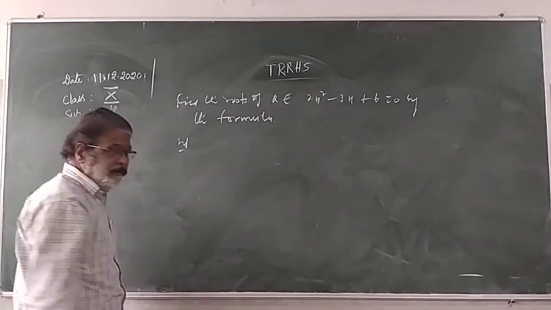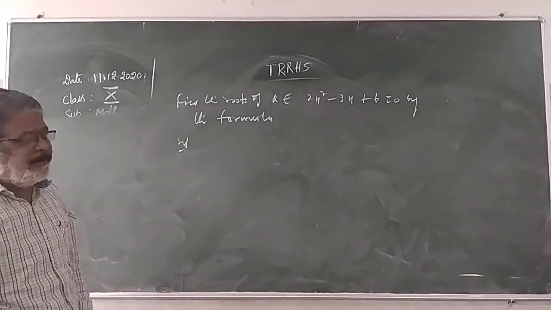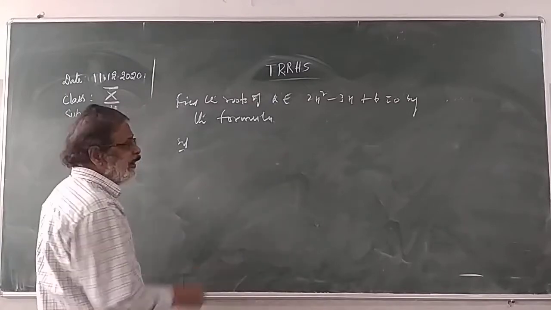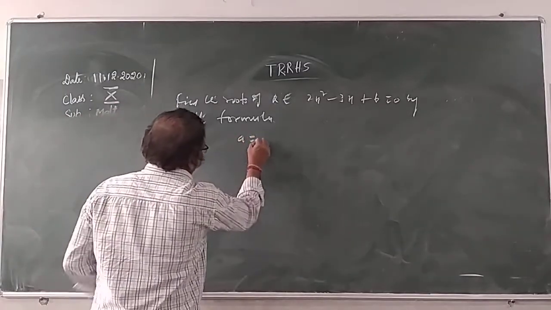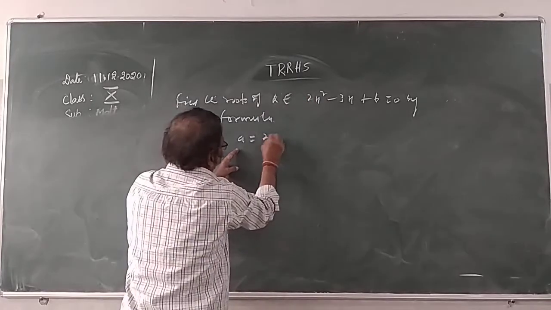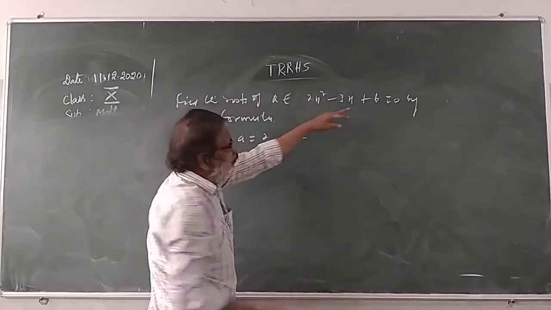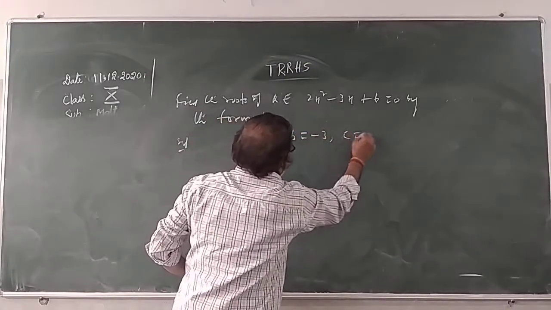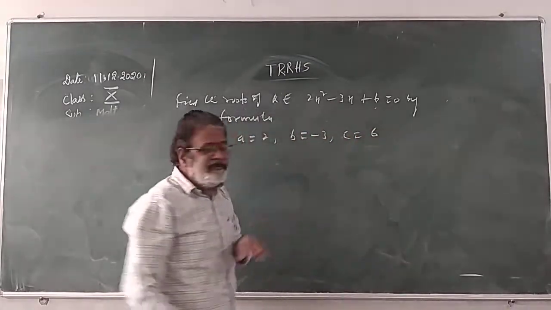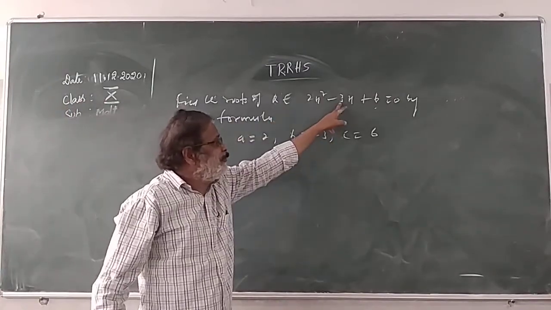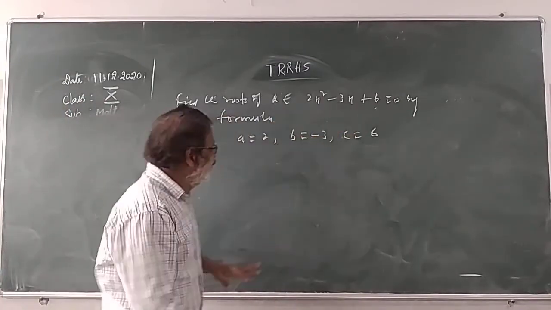So what do you have to write? Before writing the formula, first write the coefficients: x square coefficient, x coefficient and constant. A is the coefficient of x square, which is 2. B is the coefficient of x, which is minus 3. C is the constant, 6. A, b, c are the coefficients. A is the coefficient of x square, b is the coefficient of x, c is the constant. Now the roots formula.